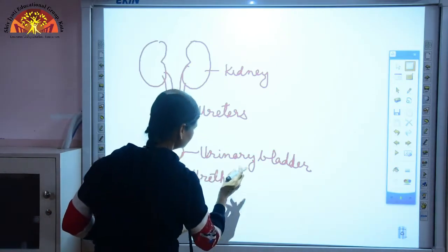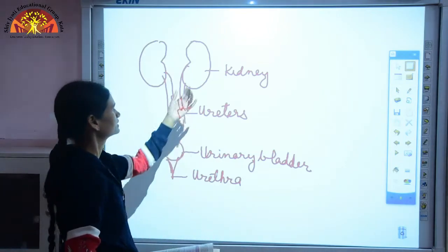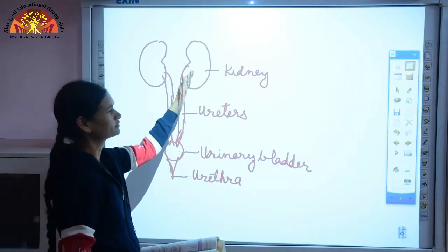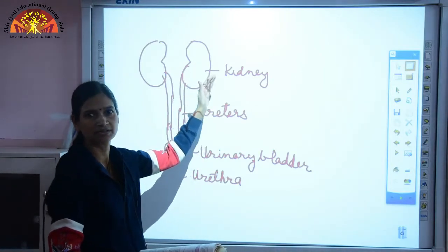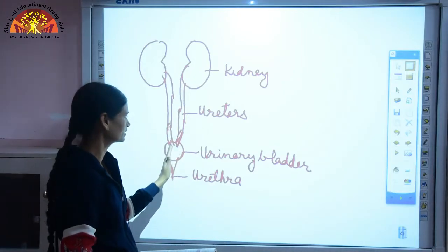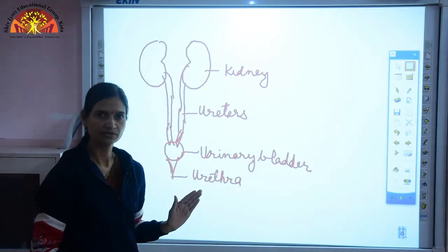So various functions of different parts of the excretory system हम देख सकते हैं. Kidney filters the blood and forms urine. Then the waste which is formed is removed through the kidney, it passes through the ureters, then it is temporarily stored in the urinary bladder, and then it is removed through the urethra.